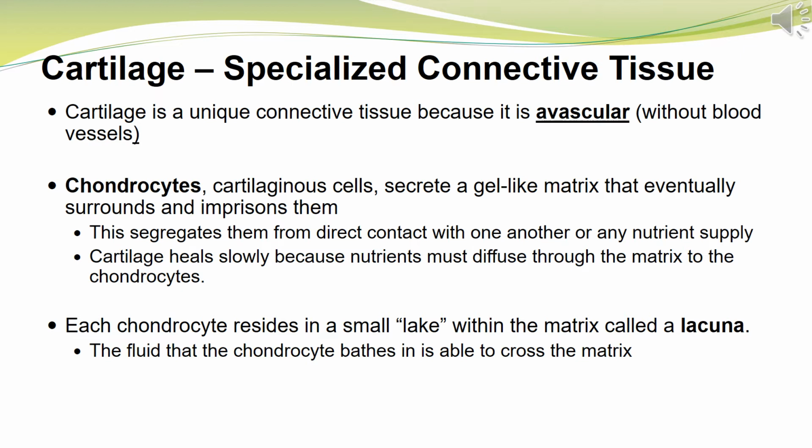And obviously when you don't have blood going into a tissue, it's not going to have a nutrient supply, because that's the job of blood. And this means the cartilage heals slowly, because as there aren't any blood vessels, the nutrients diffuse through the matrix to the chondrocytes, which of course would take longer than just receiving it directly from a blood vessel.